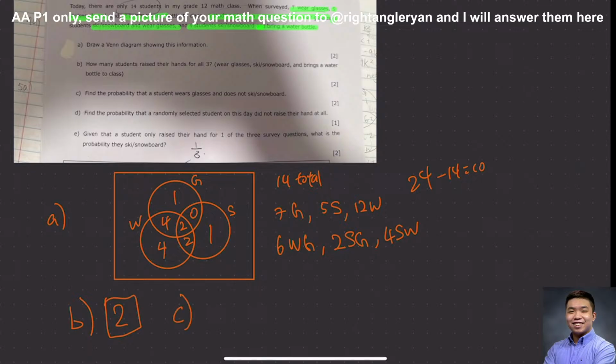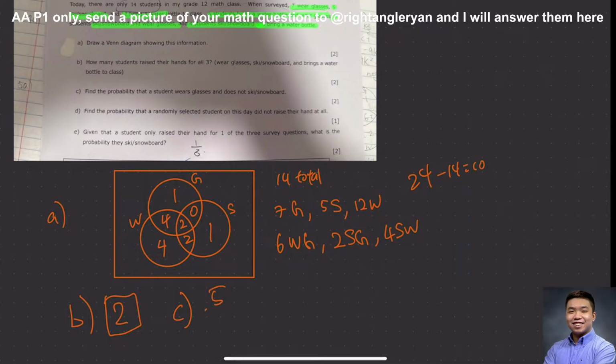Part C. Find the probability that a student wears glasses and does not ski. So it means here, right? These two areas are people that wear glasses and do not ski. So 5 out of 14 people.